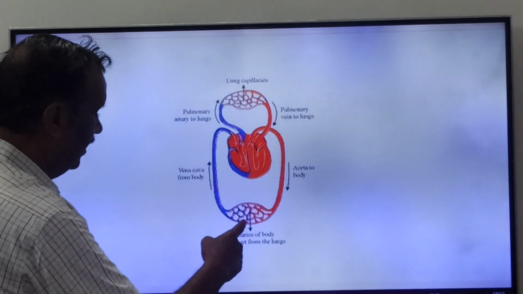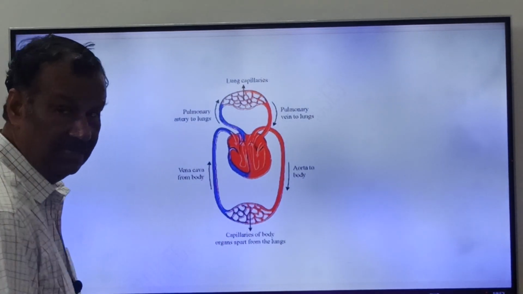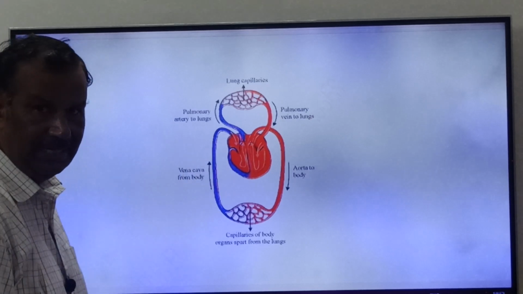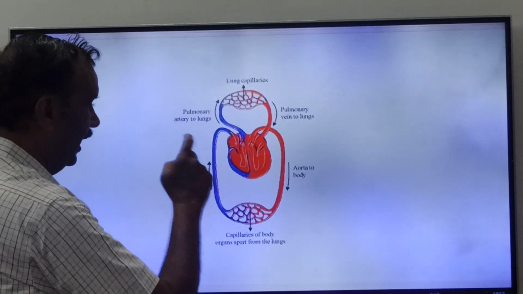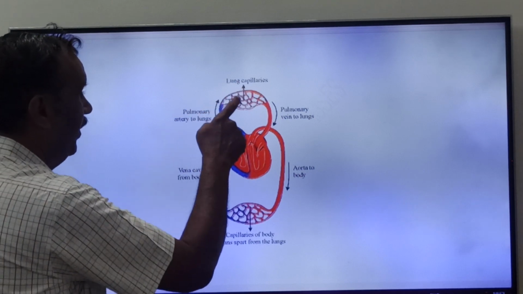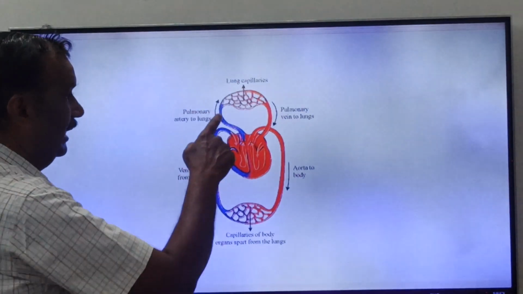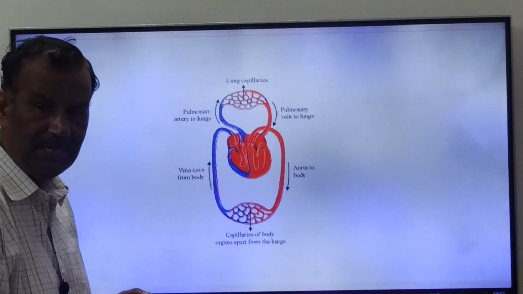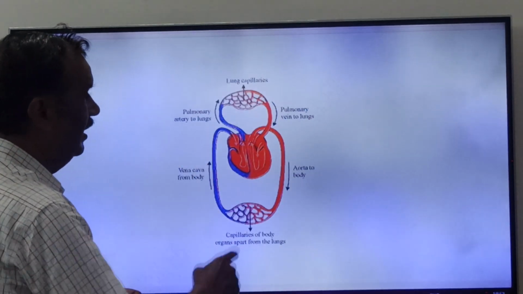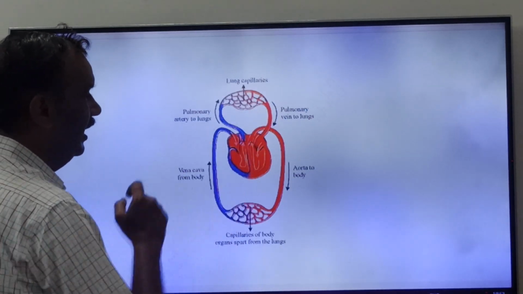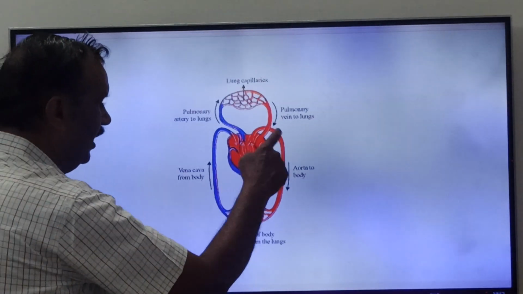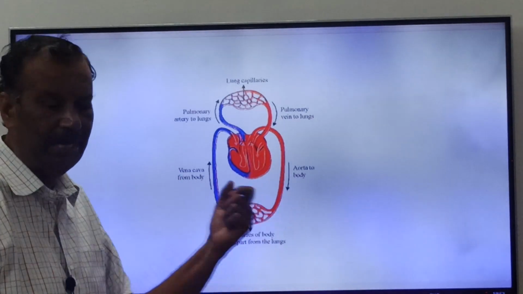See, capillaries in the tissue region collecting the impure blood. Through vena cava, it is entering into the right atrium. Right atrium to right ventricle to what, friends? Pulmonary aorta, pulmonary aorta to lungs, friends. In the lungs, the deoxygenated blood is converted into oxygenated blood after purification. The oxygenated blood from pulmonary veins enters into the left atrium to left ventricle to whom, friends? To the body parts through aorta.